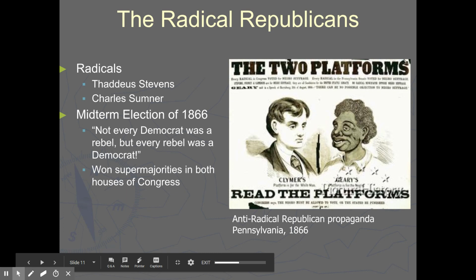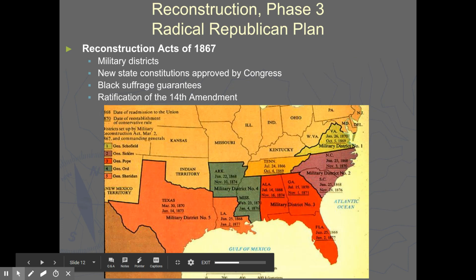And so when you look at radical Reconstruction, you can see that the state of Texas and Louisiana are one conquered province. And if you look here, you've got one, two, three, four, five military districts. Tennessee was the only state that was able to rejoin the Union before radical Reconstruction. So under the leadership of Philip Sheridan, we're actually a conquered province.